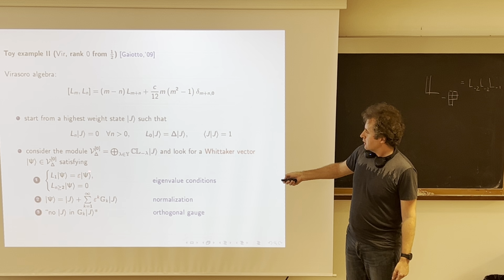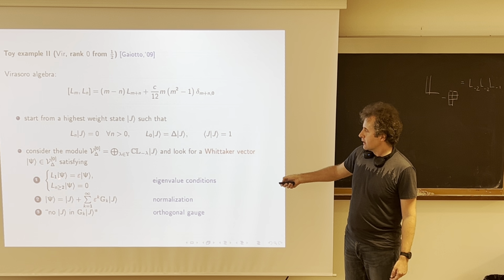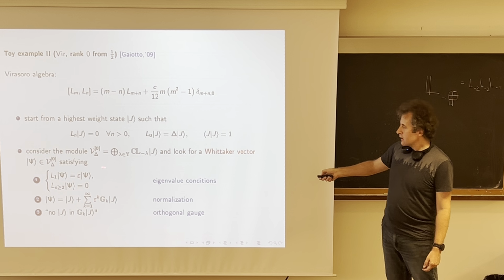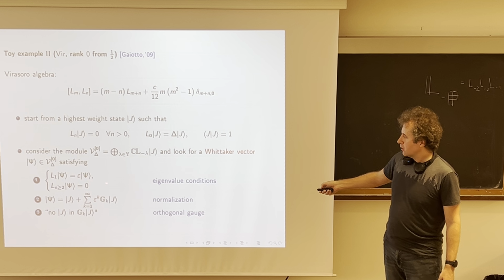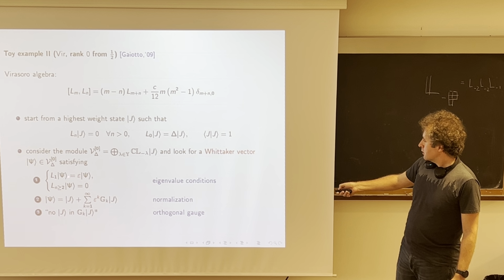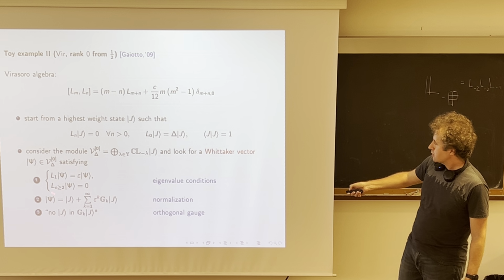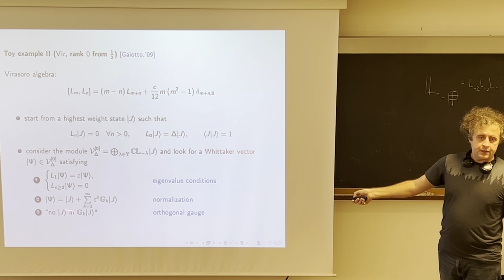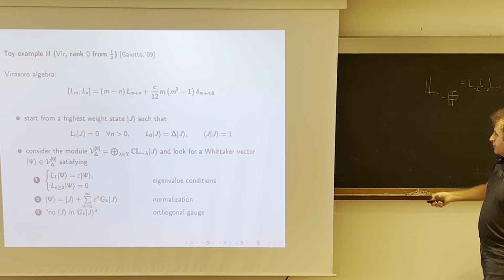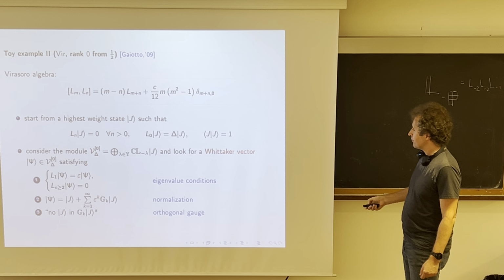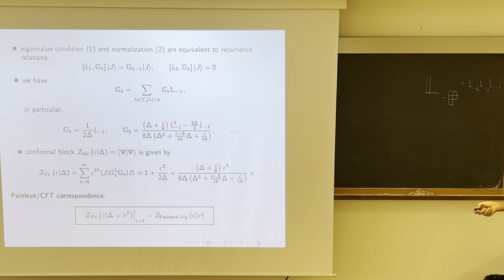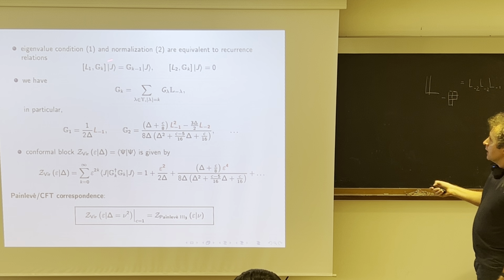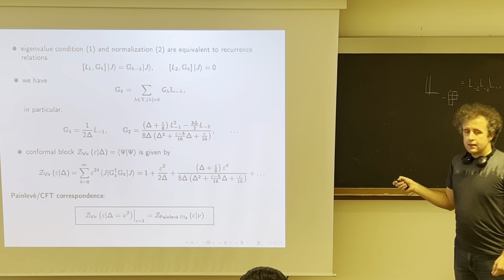So this Whittaker vector has to be an eigenstate of L1. It has to be killed by all other positive Virasoro generators. And there is no change here. So this normalization fixes the ambiguity. So now the eigenvalue condition and normalization, they give you these two recurrence relations.